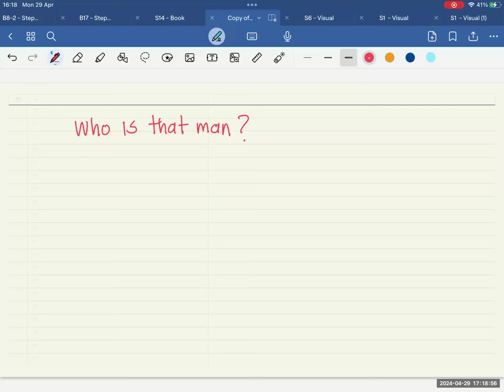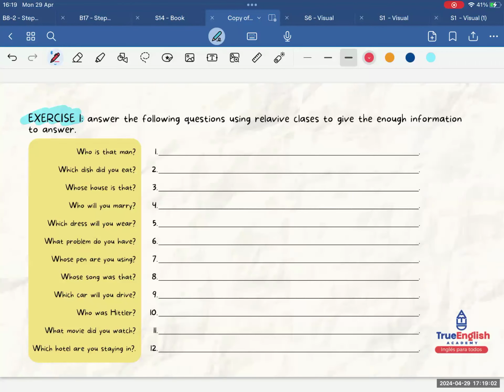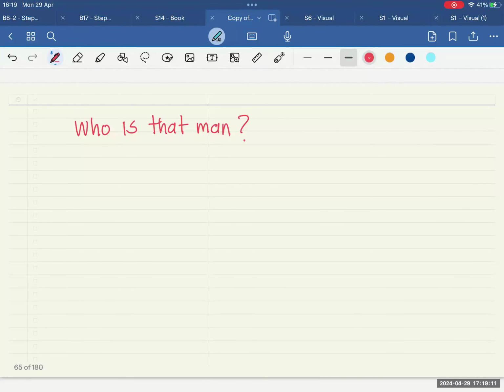What page is this, guys? 11. Yes. 11 of step 16, Regina, right? Okay, who is that man?